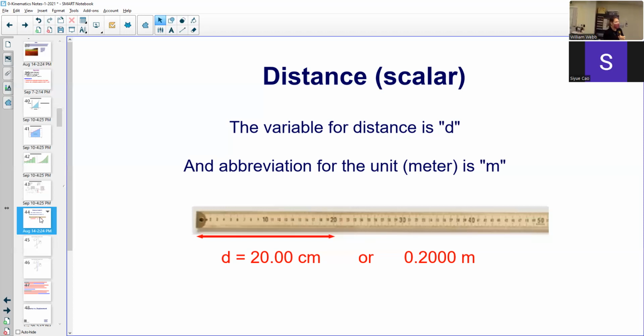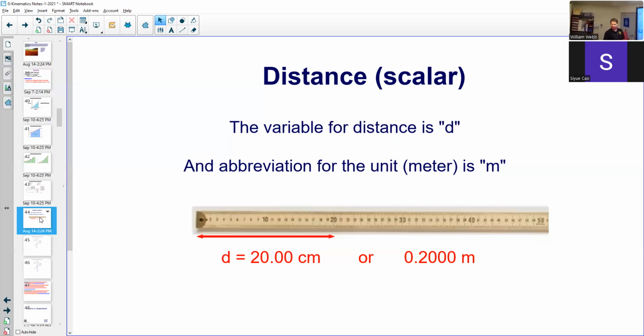When we talk about distance, we'll typically use lowercase d for the variable. And when we measure it, we'll be measuring it with the base unit of meters, always the metric system. Now, often, like you did in your lab the other day, you'll measure actually in centimeters, but it'll still be that metric base unit.